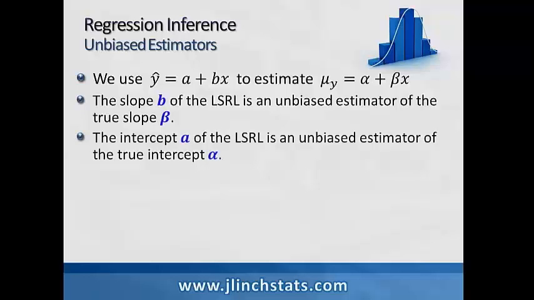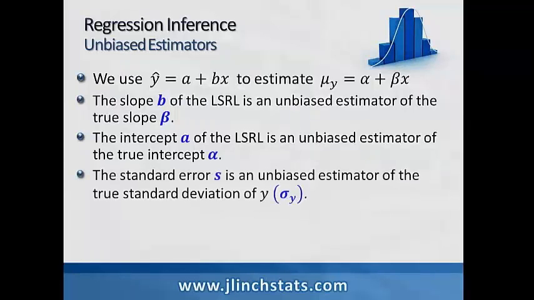Likewise, the intercept a of the least squares regression line is also an unbiased estimator of the true intercept alpha. a and b are both unbiased estimators of our least squares regression model. Creating least squares regression lines from a particular sample and continuing to do it over and over until we've taken all possible samples of that particular size would lead us to several different least squares regression line models. And the average of all the slopes and the average of all the y-intercepts will lead to the true parameter values of alpha and beta.